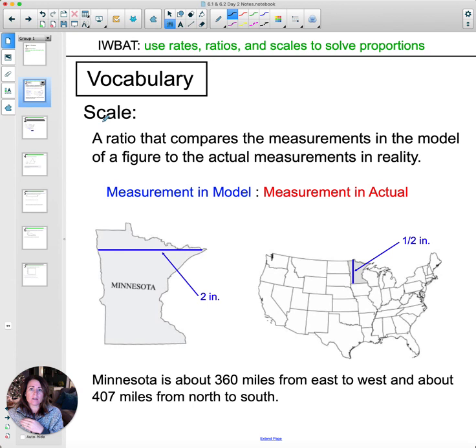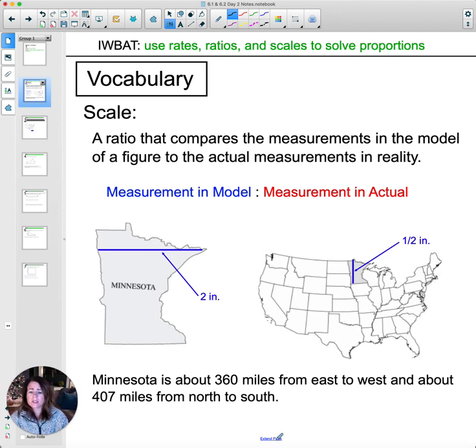So maybe a map, like we're going to talk about here. You could have a scale drawing of a house, like a blueprint. You could have a scale model in biology of a cell, so your model is much larger than the actual real life measurement. But when you're comparing, you're going to compare the model measurement to the actual measurement.